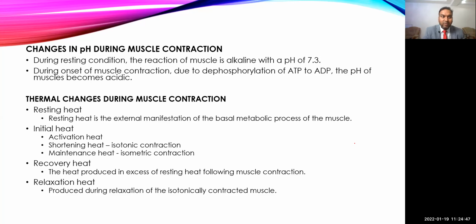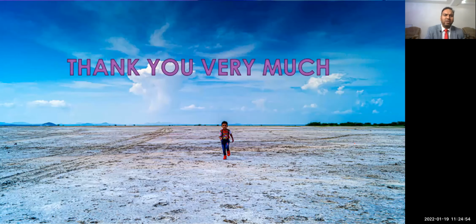Even when we relax the muscle, at that time also we produce heat. So contraction also produces heat, and relaxation also produces heat. That's all about muscle contraction. Any questions? Any doubts?